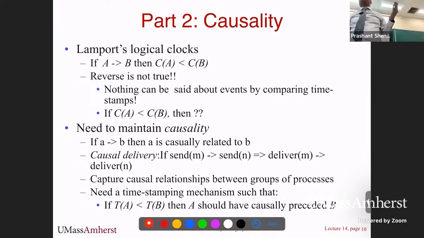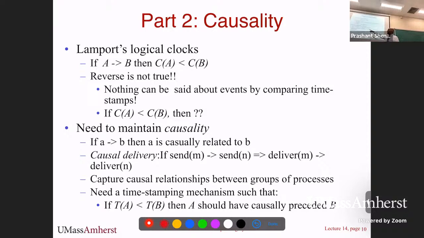Lamport's clock does not actually give you a total ordering that allows you to compare timestamps. So if C of A is less than C of B, we don't know what to say. But we would like to do that. We want the implications to go both ways. If A happened before B, the timestamps have to be respected. And if I gave you 2 integers and one is less than the other, you should be able to say, yes, this event actually occurred before this other event. If we did that, then we can simply start timestamping events with these notions of logical clocks, and I can just look at the timestamps and reason about events, which so far with Lamport's clock we can't do. So to do this, we will introduce this notion of causality.